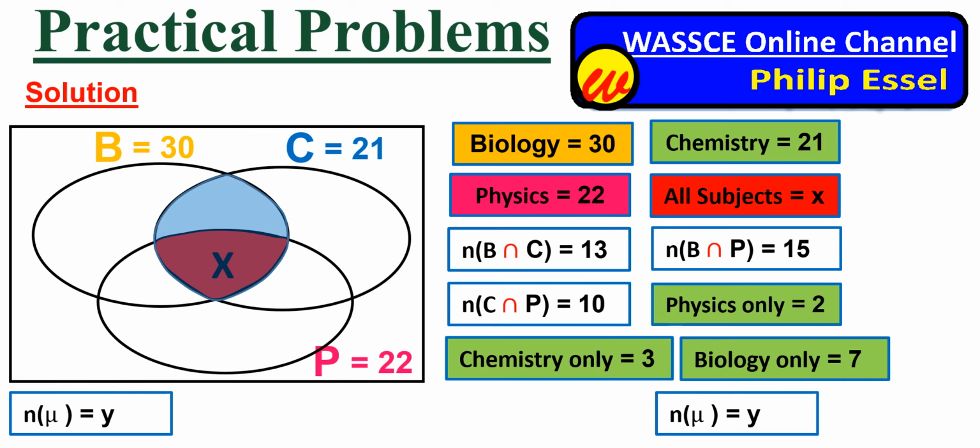It's very simple. If that whole region has 13 students, to find the number of students in the blue region, we just subtract the red part from it. So we would have to subtract x from 13 to get the number of students in the blue region. So let's quickly do this.